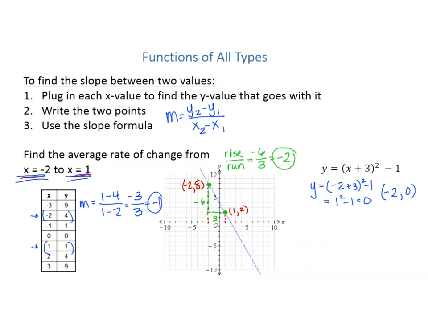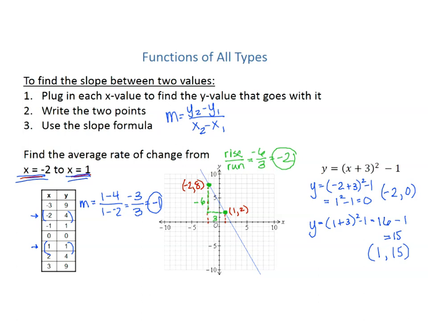All right, for my second point, I have to plug in 1. So y equals (1 plus 3) squared minus 1. 1 plus 3 is 4, and 4 squared is 16. So I have 16, hold on. There seems to be a delay in my writing pad. Let me fix that. 16 minus 1, which is 15. So that's my second point. My second point is I plugged in a 1 and I got 15.